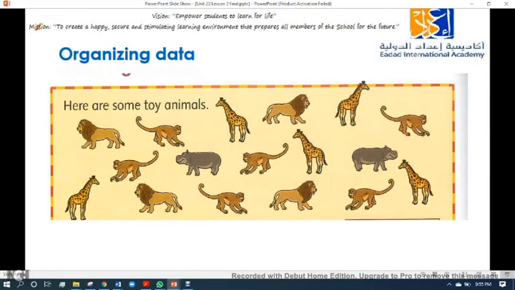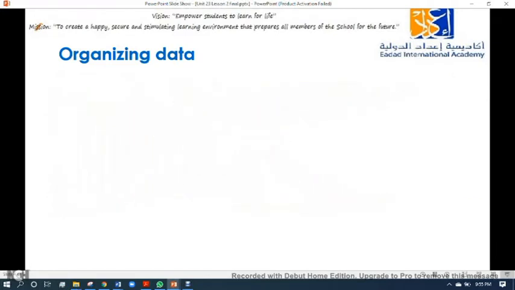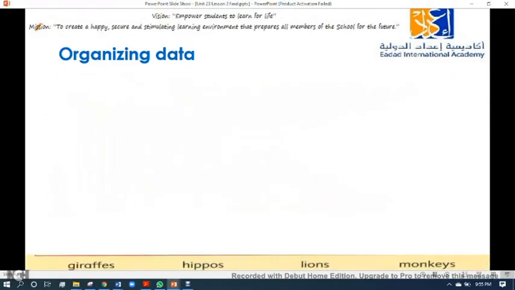Okay, let's move on. So for example here, organizing data. You have all of these toy animals at home. Now it's difficult for you to keep track how to count all of them. So the easiest way for you to count is to group them all together, right? So let's say we will put them in columns. That means from up to down, or it's just standing. First, we have the giraffes in this line, the hippos on this line, the lions on the third line, and the monkeys on the last line.